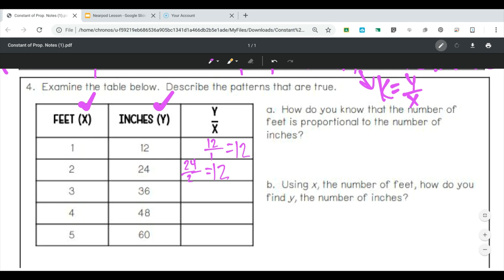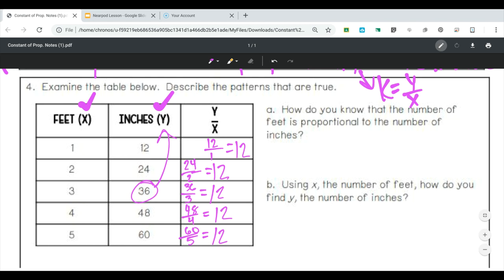Then we go to 36 over 3. Remember, we're putting this number first because it's our y to put over our x. Once again, that reduces down. Okay, 3 goes into 36 12 times. Are y'all picking up on a pattern here? 48 over 4. You guessed it. It goes in 12 times. And 60 over 5. Once again, 5 goes into 60 12 times.